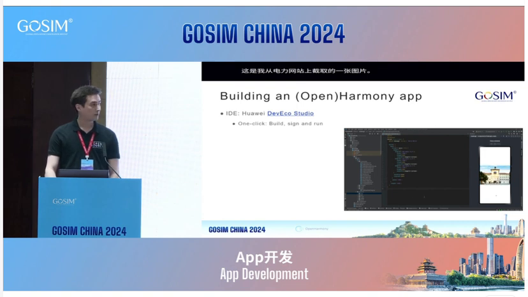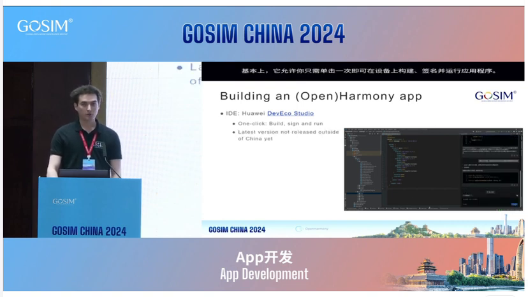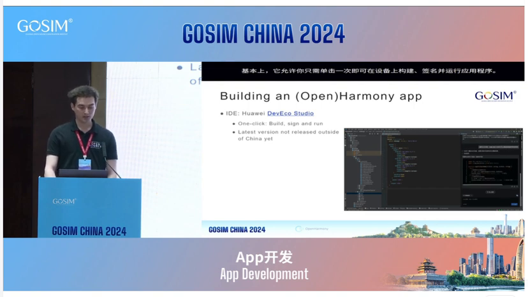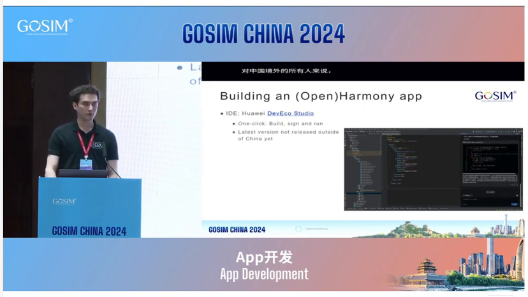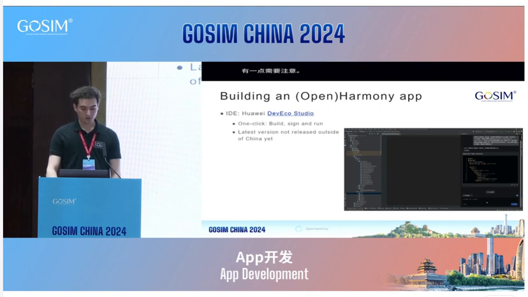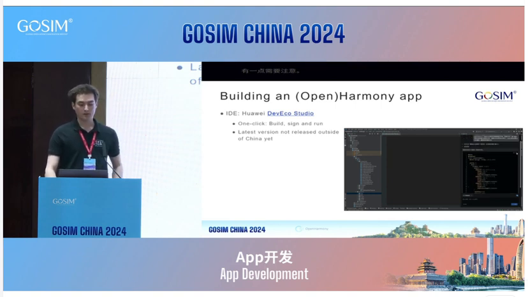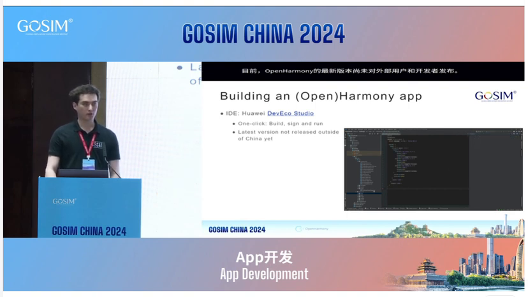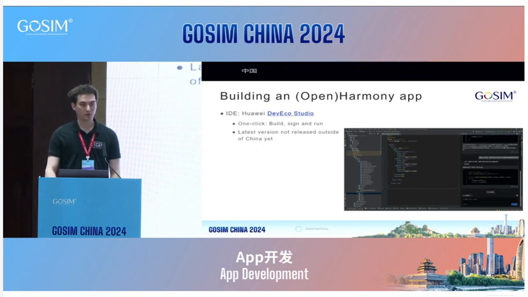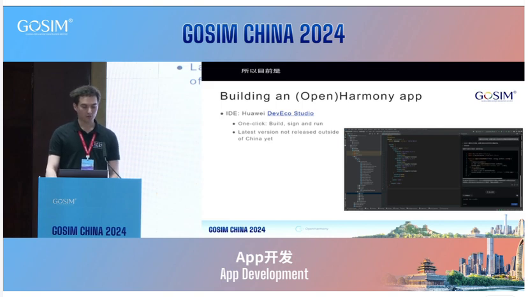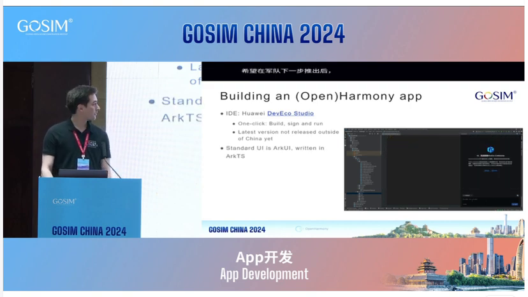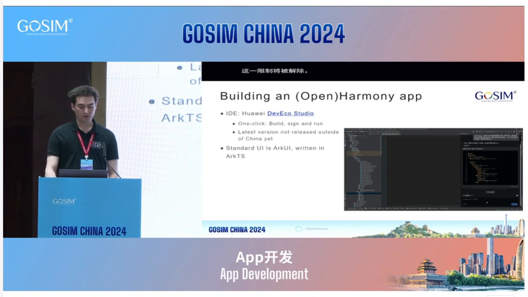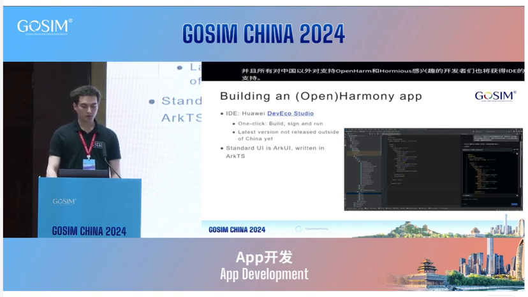There's a slight catch for all the people who are not based in China. The latest version, OpenHarmony 5, is currently not released for users or developers outside of China. Hopefully, once HarmonyOS Next has launched, this restriction will be lifted, and developers outside of China who are interested in supporting OpenHarmony and HarmonyOS Next 5 will have access to the IDE. The standard UI for OpenHarmony apps is ArkUI, which is written in ArkTS.